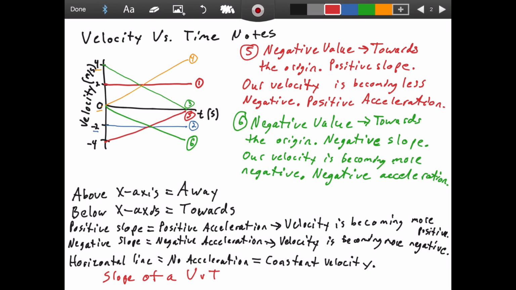Putting all that together, what does that give us? Well, we can infer that from this given information, the slope of our velocity versus time graph is actually giving us our acceleration. Therefore, we could say that acceleration is the change in velocity over time, which, like we said before, is just our slope. Alright, and that will conclude our notes for velocity versus time.